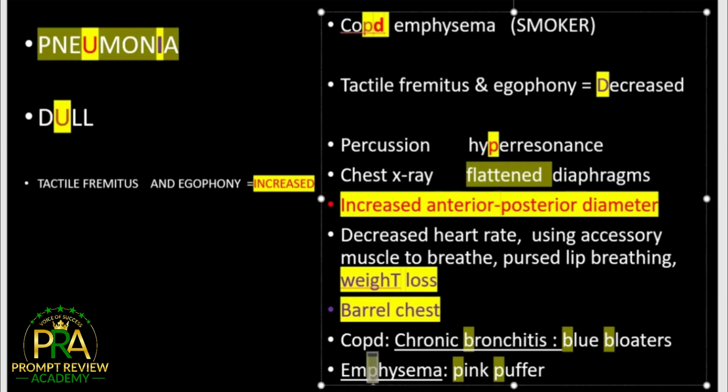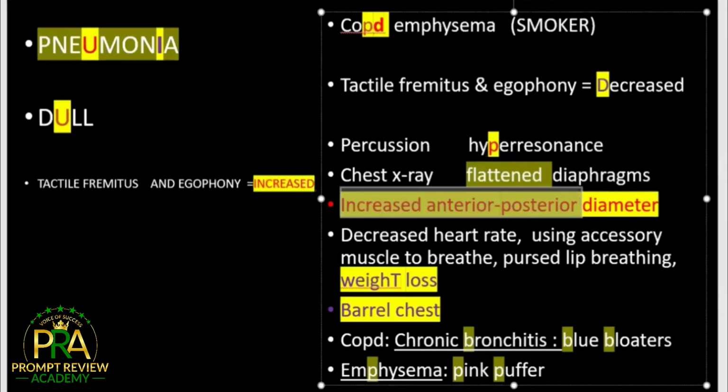And that is why we call them P for pink puffers. In the exam, when they ask you a question, under COPD, which group are the blue bloaters? That is bronchitis. Which group are the pink puffers? That is emphysema. And another thing to remember in emphysema is that they are going to have a flattened diaphragm and increased anterior posterior diameter.